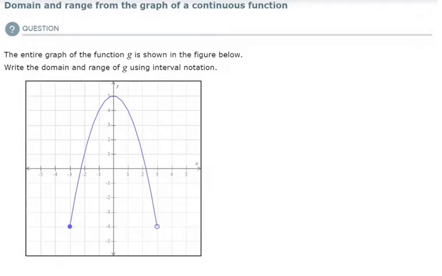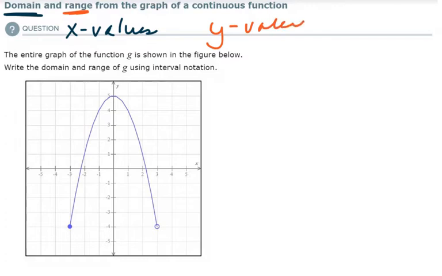In this video, we're going to look at the domain and range from the graph of a continuous function. This question is asking us to look at the graph and determine what are the x value inputs for the graph and what are the y value outputs for the graph. That's what they mean when they say domain and range. Domain is your x values, and those are your inputs, and the range are your y values or your outputs.